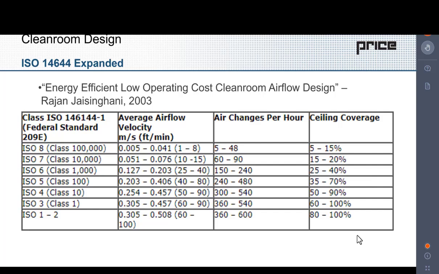When it says average airflow velocity, what it's averaging is the airflow velocity of the entire ceiling, not of the diffuser face. And so with these filtered diffusers that we're going to talk about, they're going to max out at roughly 100 feet per minute. And so when we're looking at a requirement of an average airflow velocity of 100 feet per minute, that correlates to a ceiling coverage of 100%, because that's how these diffusers are going to be operating within the space. And finally, we have the air changes per hour that is increasing as we increase the required cleanliness of the space.